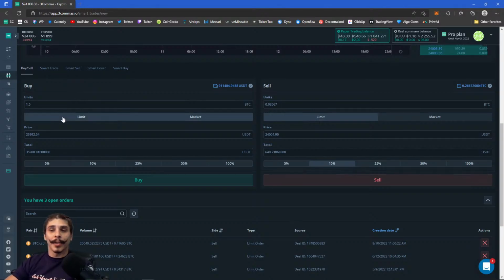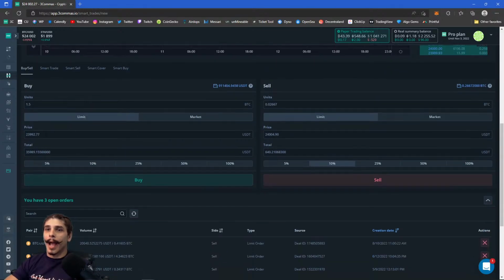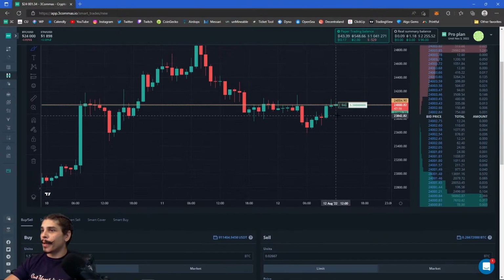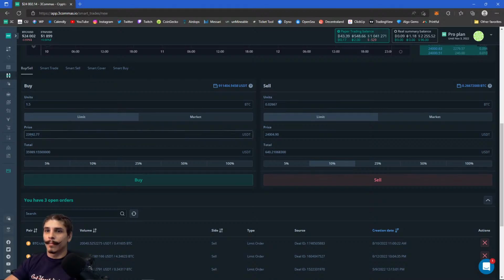Now I could set up a limit order, and then from here I can go ahead and put what my order would want to be. So if I wanted to buy, let's say I think Bitcoin could do a little bit of a pullback. I want to buy at 23,869. Let's just say that. Whatever.